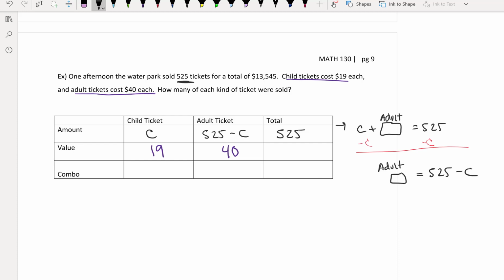So now for my combination, I'm going to multiply my two rows together. So I'm going to have a 19C. I'm going to have a 40 times a 525 minus C. And in this box, right in here, I'm going to have my total value. So my total money, my total value is going to be that $13,545.